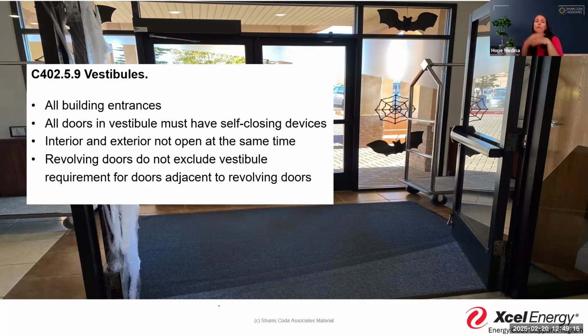Now, revolving doors are not required to have vestibules, but the doors that are adjacent to revolving doors are, because the building code does say, hey, you can have a revolving door, that's fine. But you also have to have a side swinging door adjacent to that revolving door to allow people to come in. So it doesn't require a vestibule at the revolving door, but it does at that adjacent door.